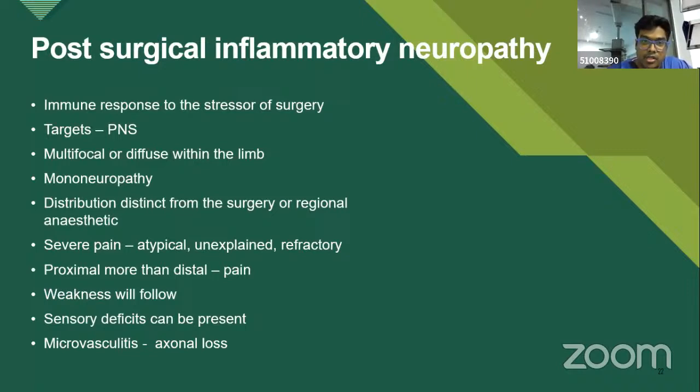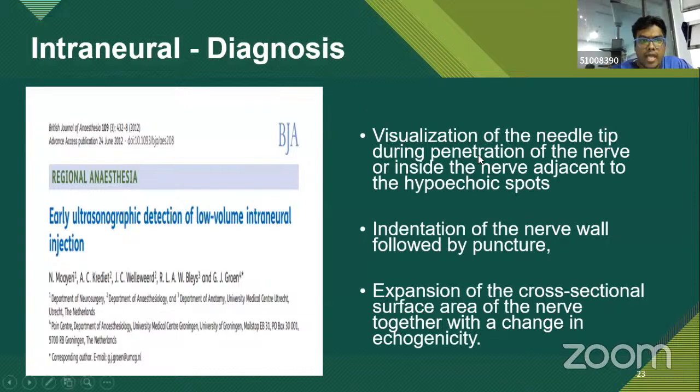The distribution is distinct from the surgery or regional anesthetic, wherever we have given the regional anesthesia, but the neuropathy is elsewhere, in the distal limb, or the patient is going to have severe pain which can be atypical, unexplained, and refractory to your symptomatic management. The neuropathy or the nerve injury is going to be more proximal than distal, and the pain is going to be more proximal than distal. Weakness can be there, sensory deficit is present, and the mechanism that they have implicated is microvasculitis, which causes axonal loss.